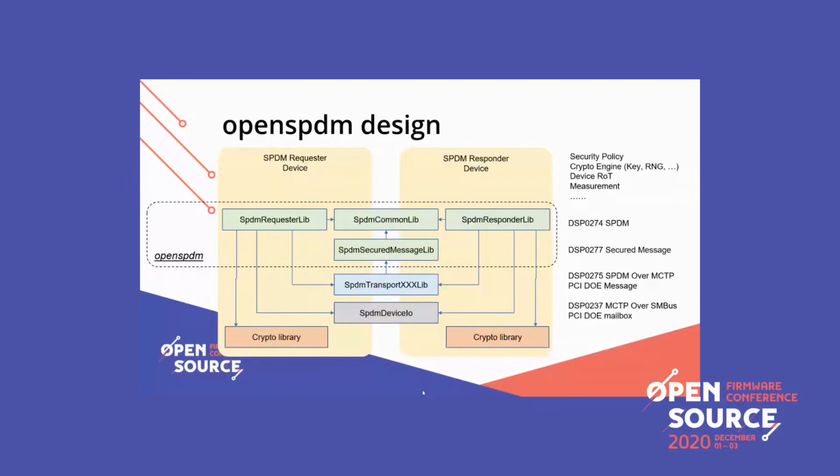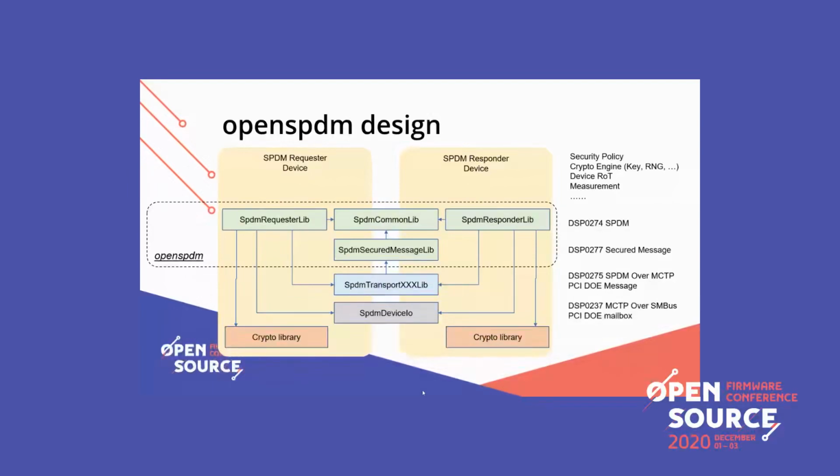The blue box is the transport layer library. The transport layer binding is not defined in SPDM, so we only provide the default MCTP binding. The SPDM transport MCTP lib is used to encode the SPDM message into an MCTP message in the SPDM requester. And it also decodes the SPDM message from an MCTP message into an SPDM response message.